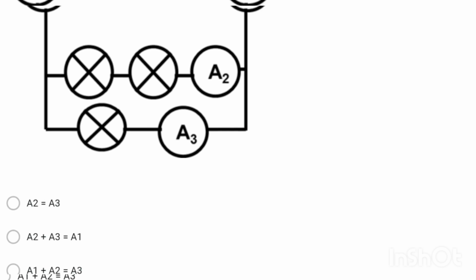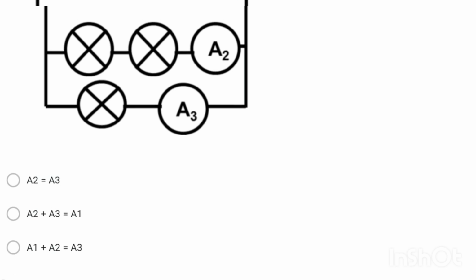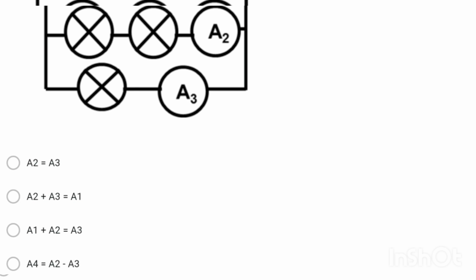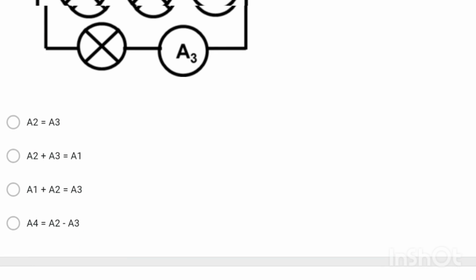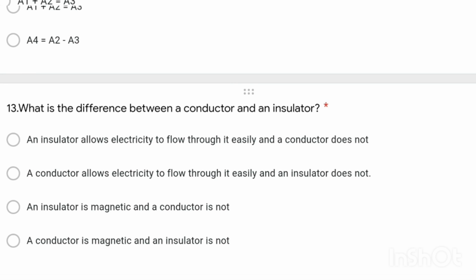Now we will see the options. A2 will be equal to A3; A2 plus A3 will be equal to A1; A1 plus A2 will be equal to A3; and A4 will be equal to A2 minus A3. So the correct answer will be A1 will be equal to A2 plus A3, because A1 is at the beginning of the circuit and it will have the total current of the circuit. So the second option is the correct answer. Now let us move to the next question.